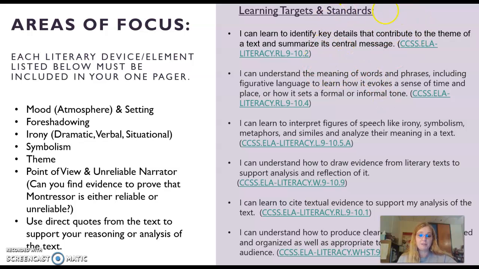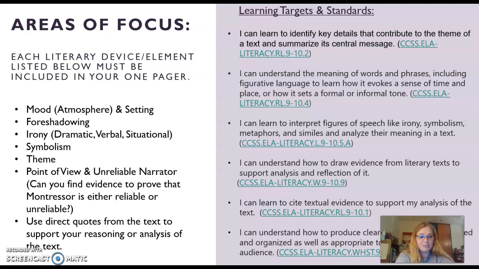But also with this standard here that we're talking about, when it says you can pick out language that evokes a sense of time and place, that's dealing with our mood and our atmosphere and our setting. So again, if you refer back to that graphic organizer, you'll see that you finished that already. You have that done. The next standard is, I can learn to interpret figures of speech like irony, symbolism, metaphors, and similes, and analyze their meaning in a text. And that's pretty straightforward too.